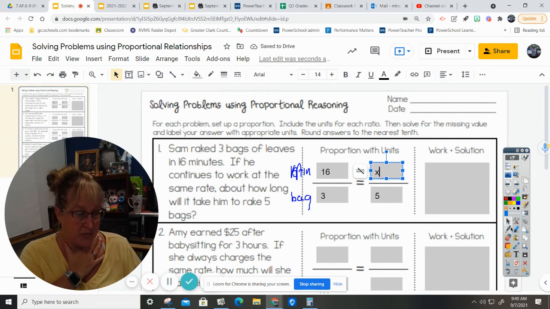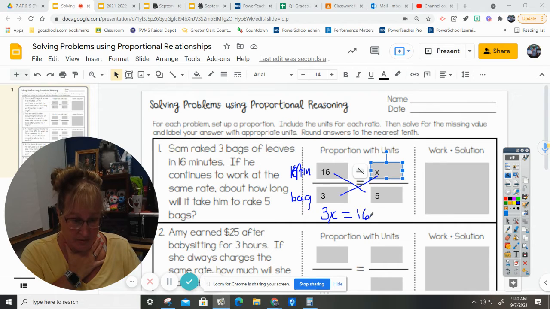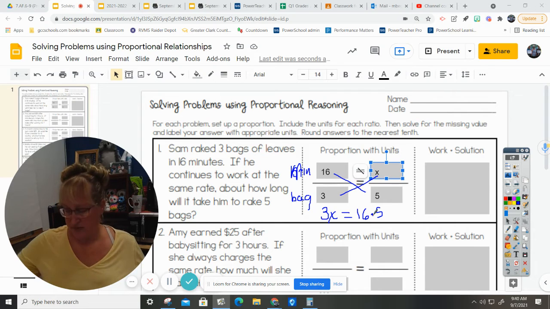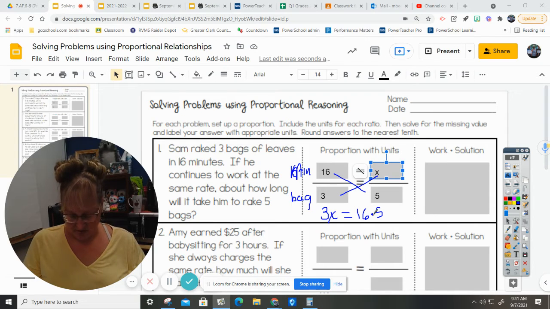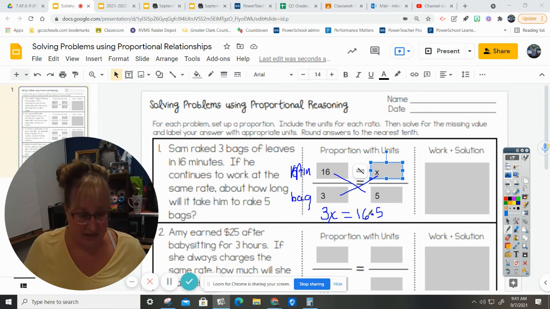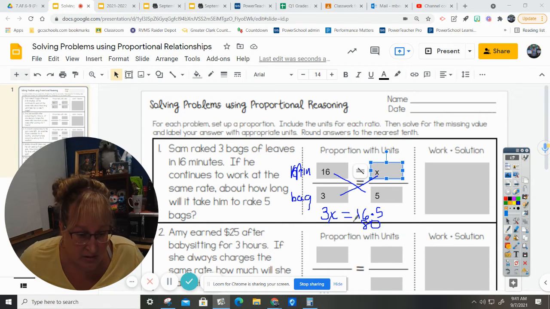Okay, now, this is when we cross multiply and we begin to solve. So I'm going to cross multiply. 3 times X equals 16 times 5. I don't want to bother with a calculator up there, so I'm going to do 16 times 5 here because I think it's faster. Well, if I turn the calculator on, it is. 16 times 5 is 80. So 80 equals 3x. Now we have to divide both sides by 3.